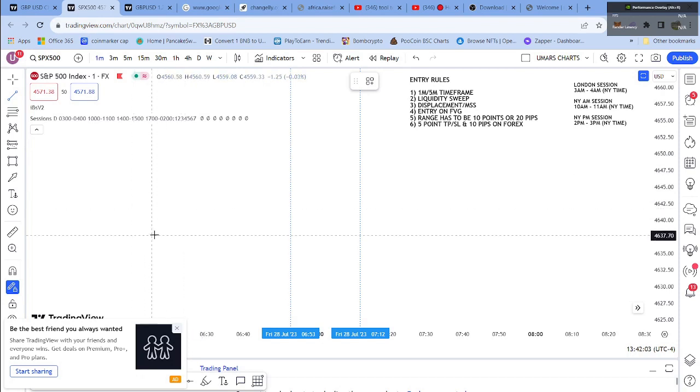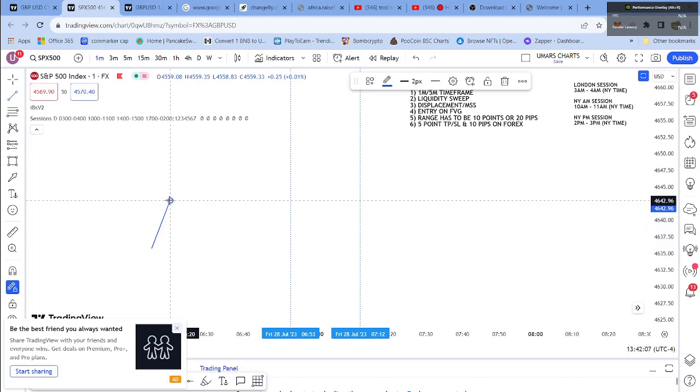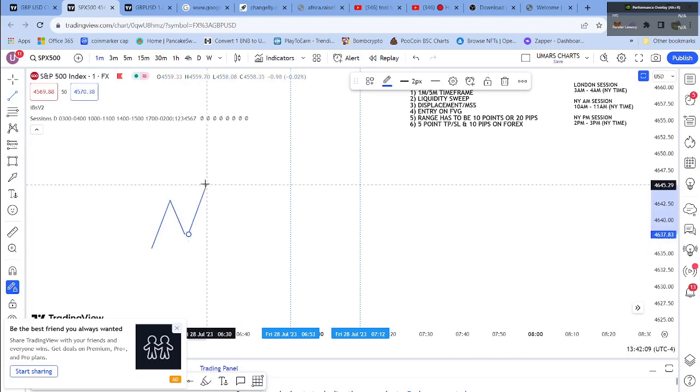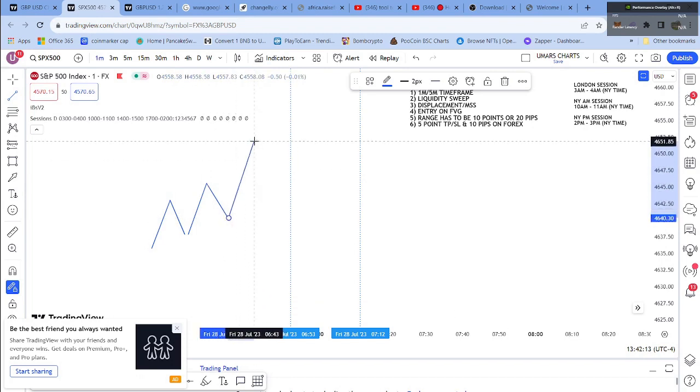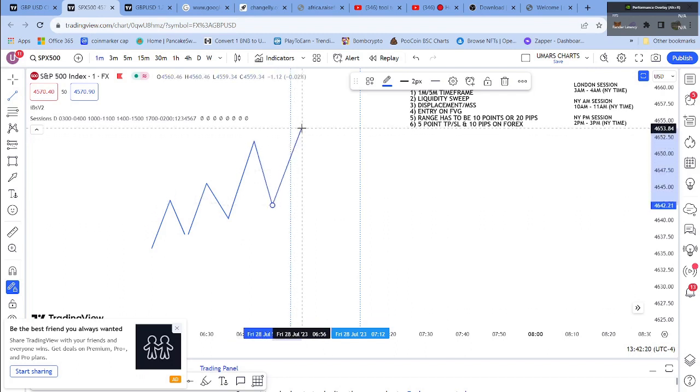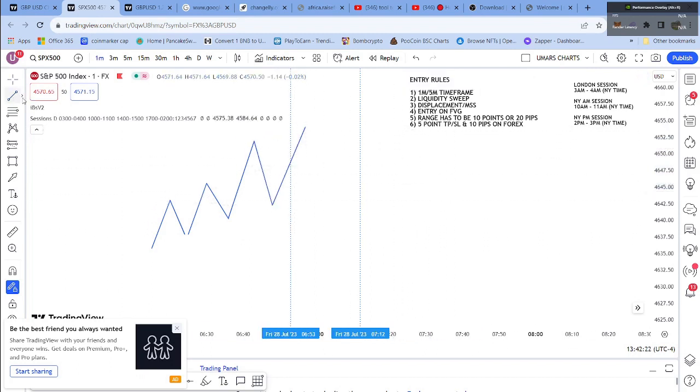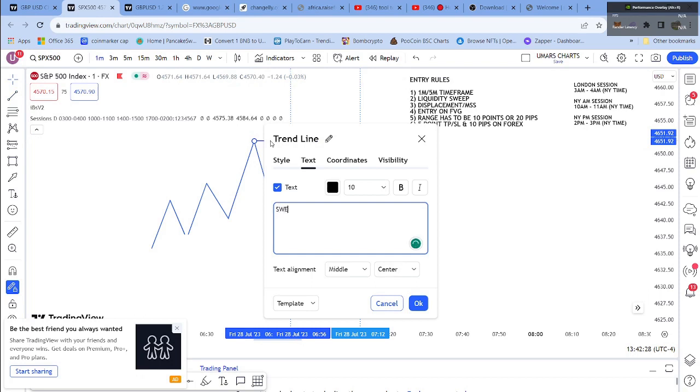So basically we'll be waiting for market to be creating a higher low, higher high, higher low, and then a higher high, and then we would then wait for the liquidity sweep. Once we get the liquidity sweep over here, which is rule number 2, we will be waiting for a liquidity sweep right over here. Let me just mark this out for you guys.